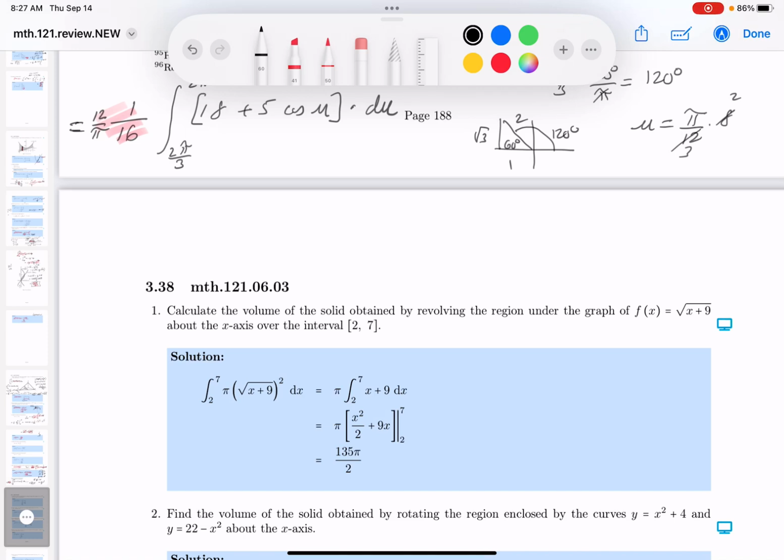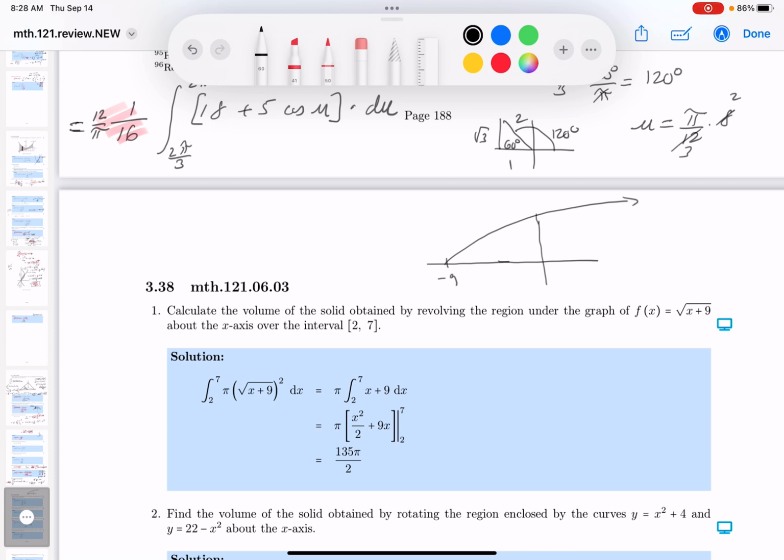Okay, this one says calculate the volume of the solid obtained by revolving the region under the graph. I'm going to do this right now. I'm going to graph that, and that's going to be a root function, and that root function starts at -9. I'm not saying this is a terribly accurate picture, but it's good enough for me.